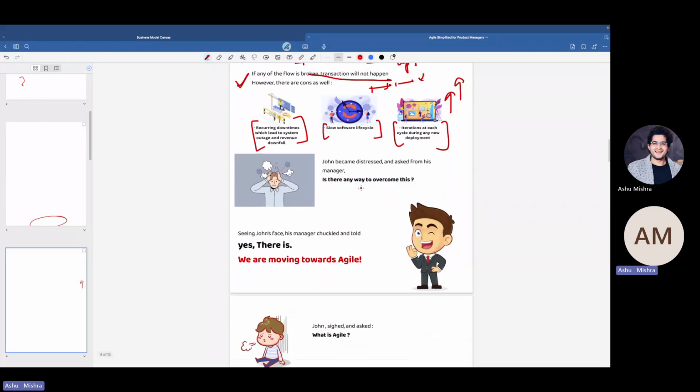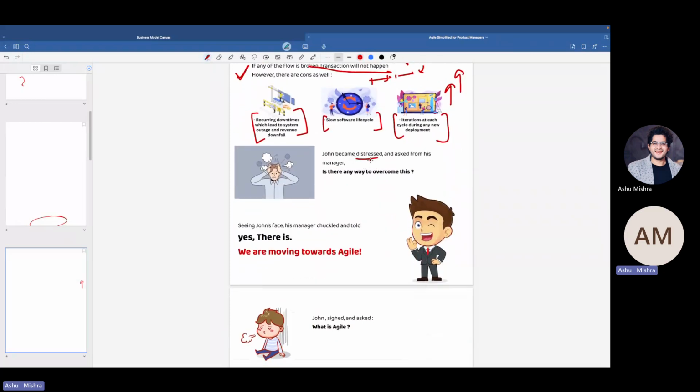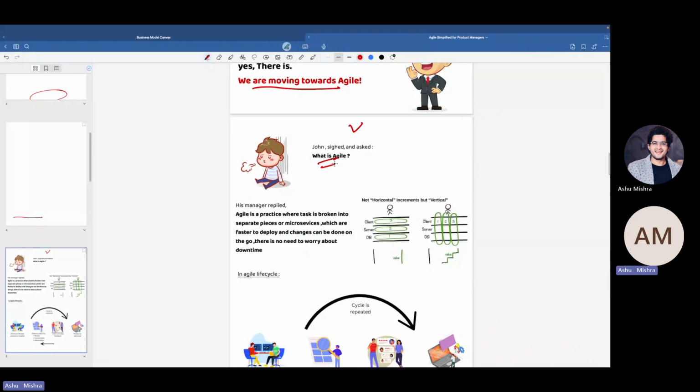Right. So till now, John was very distressed. He saw these three cons and was seeing a lot of ruckus around the office, people leaving, etc. So he asked his manager, "Is there any way to overcome this?" His manager chuckled and said, "Yes, we are moving towards Agile." So, like you guys, John also had this question: but what is Agile?